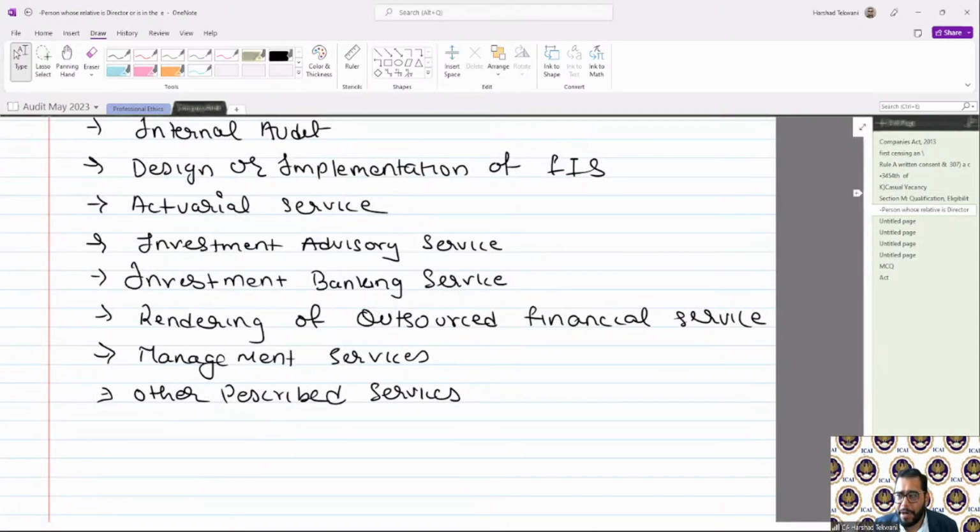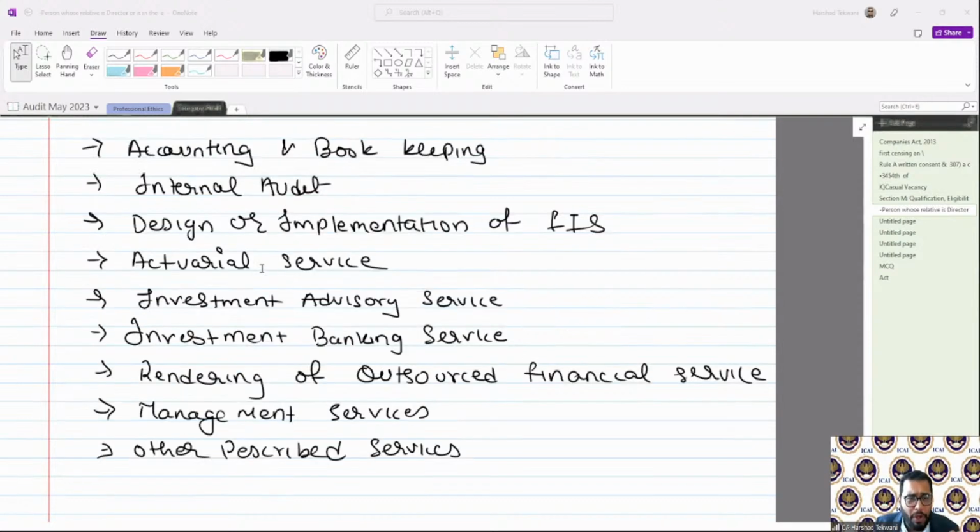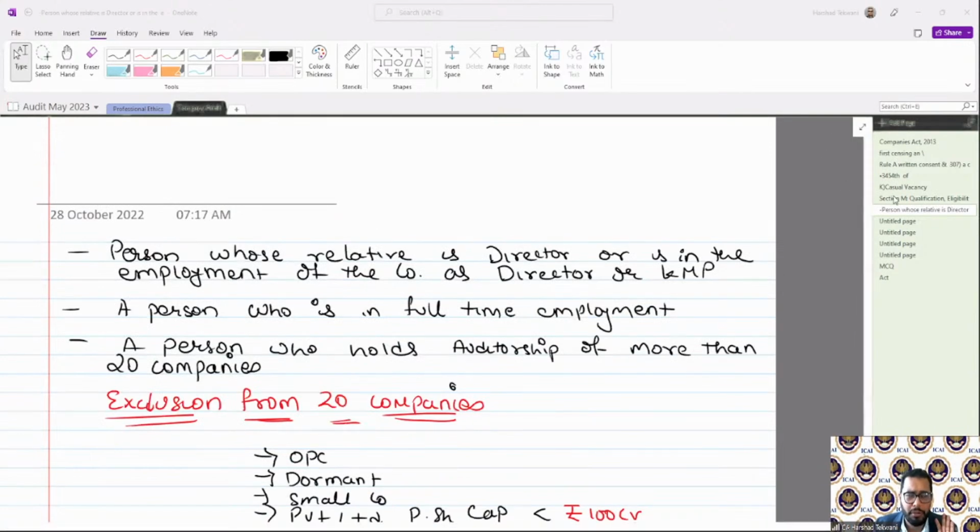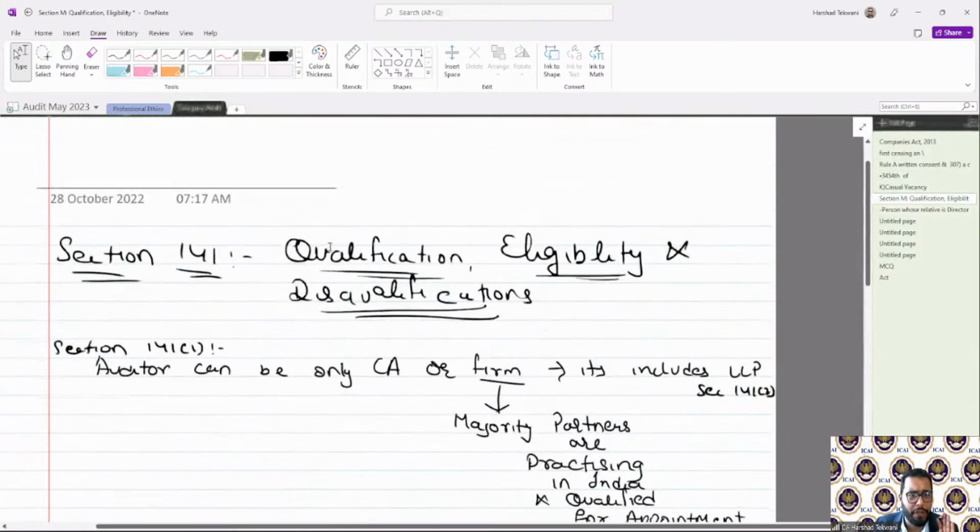Now, if a person has done any activity which falls under this list, that person will be disqualified. If he has done it after appointment, then he has to vacate his office as an auditor, and that vacancy will be called a casual vacancy. If a person has been disqualified after the appointment, he needs to vacate, and such vacation will be a casual vacancy. We saw how we need to fill the casual vacancy. Clear? So that was Section 141, eligibility related to the appointment of an auditor: eligibility, qualification, and disqualifications of an auditor.